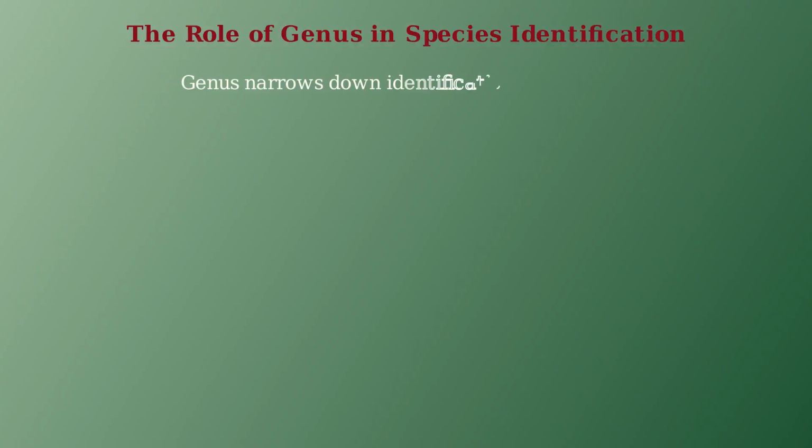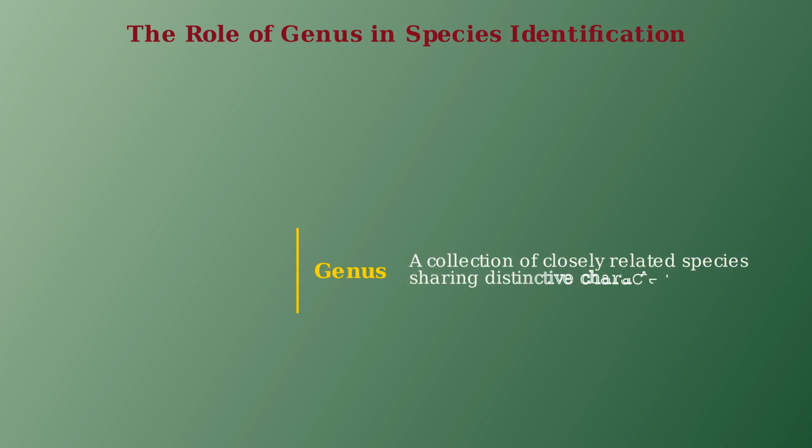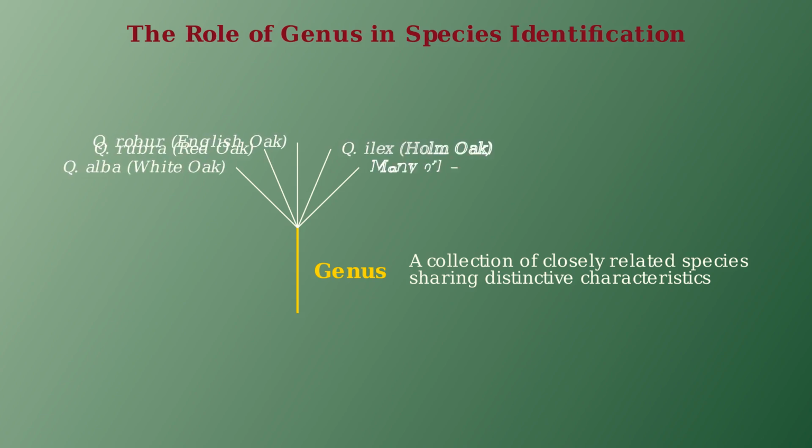The role of genus in species identification is fundamental to biological classification. When identifying an unknown organism, taxonomists navigate through the hierarchical classification system. The genus level is particularly crucial for identification. It represents a collection of closely related species that share distinctive characteristics. A single genus can contain numerous species. For example, the oak genus, Quercus, includes approximately 600 species worldwide.